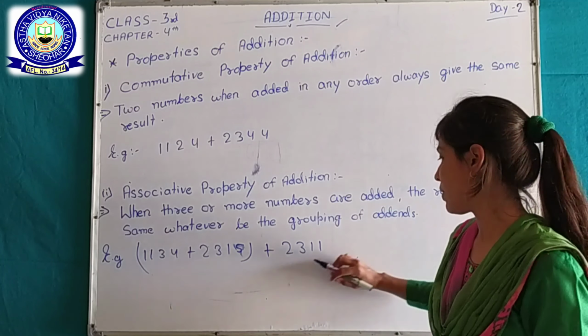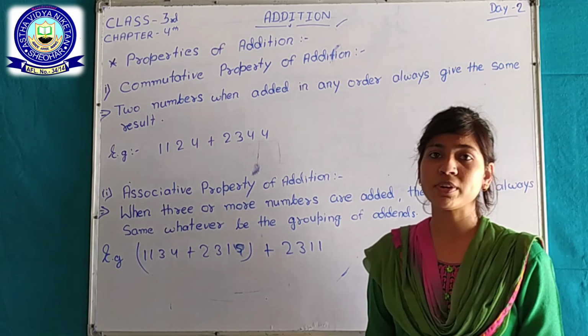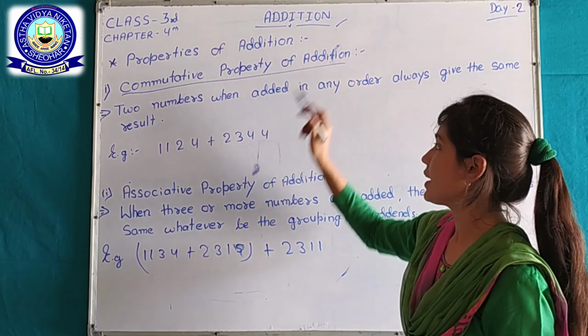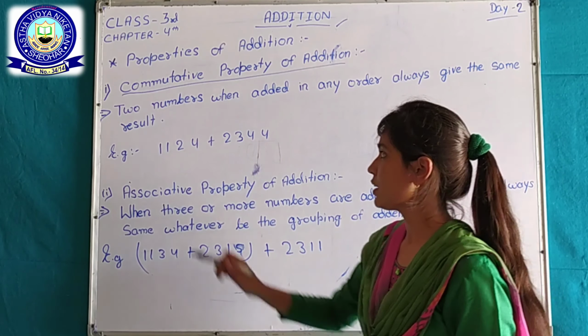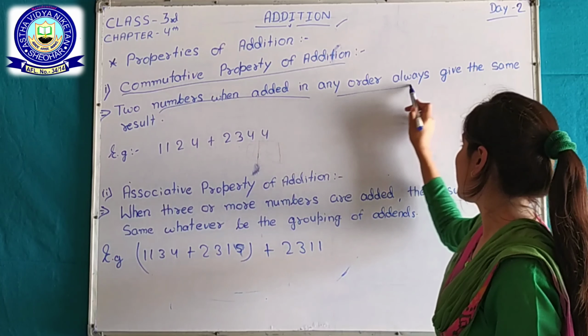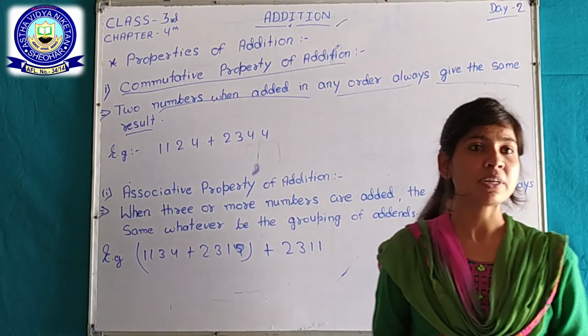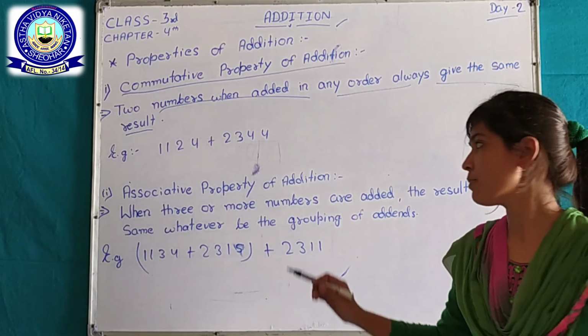Here are some properties of addition. Mostly there are 3 properties of addition. The first property is called the commutative property of addition. In this property, 2 numbers when added in any order always give the same result. When we add 2 numbers in any order, the result will always be the same.